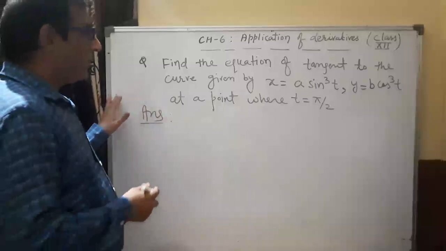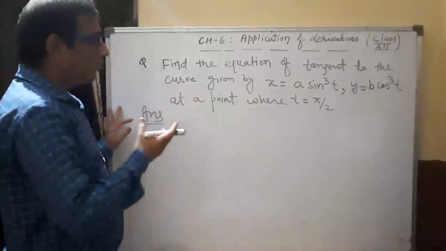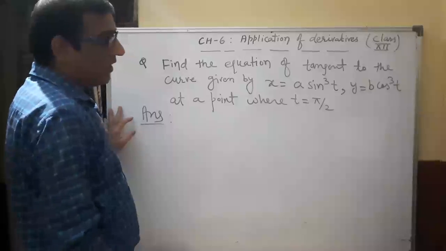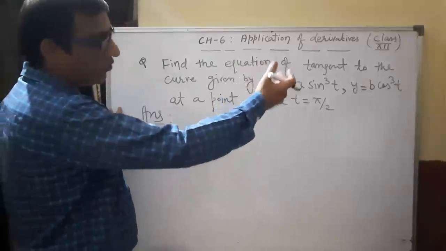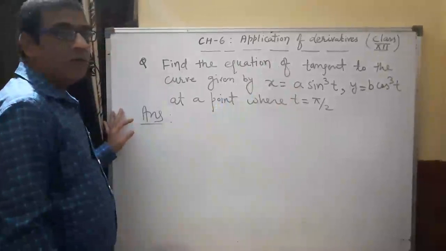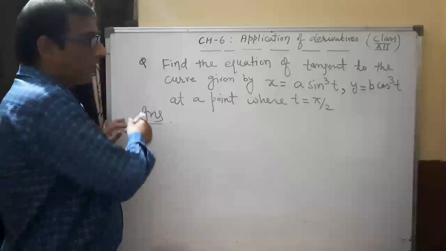Now I am continuing with the next question. Find the equation of the tangent to the curve given by x = a sin^3 t, y = b cos^3 t at the point where t = pi/2. So how will we solve such a type of question?